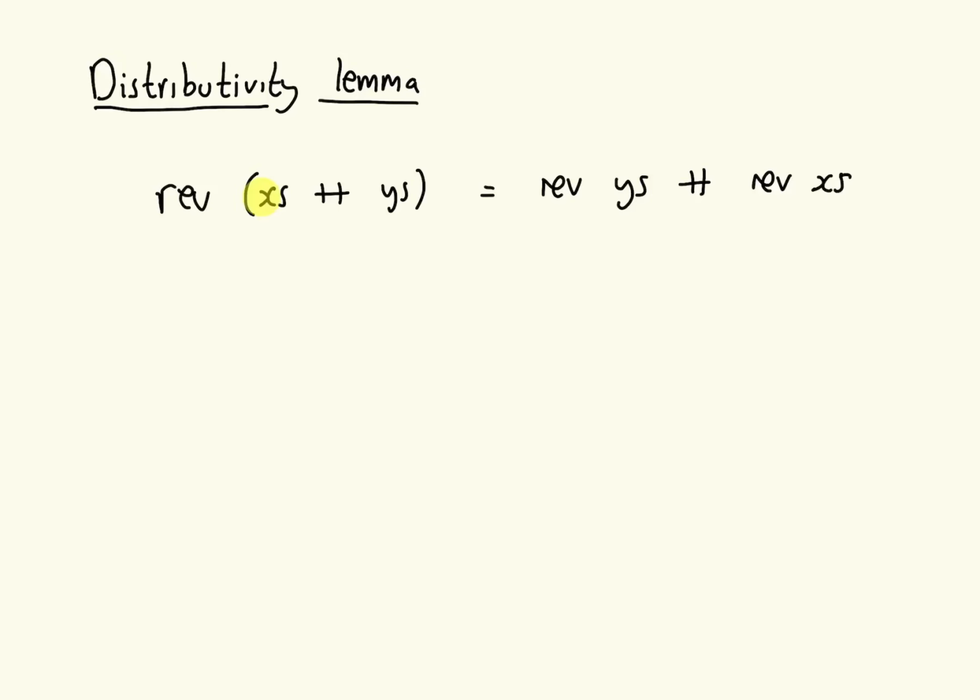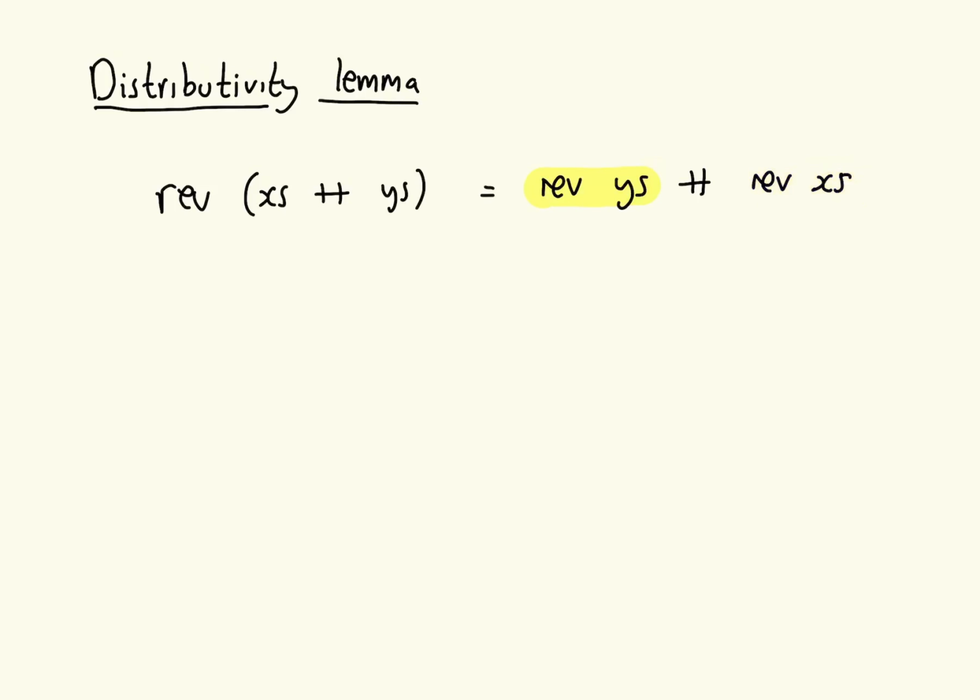If I take a list like 1, 2, 3 and I append it to 4, 5, 6, I'm going to get 1, 2, 3, 4, 5, 6. And then if I reverse that, I'm going to get 6 down to 1. And what you see on the right hand side is that's the same as reversing the 4, 5, 6 to get 6, 5, 4, reversing the 1, 2, 3 to get 3, 2, 1, and then you append these and you get the same thing.